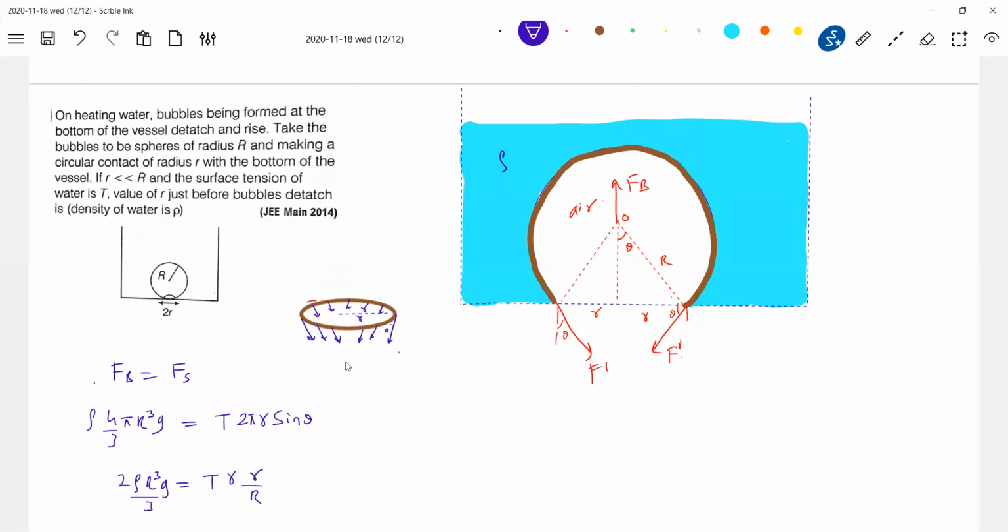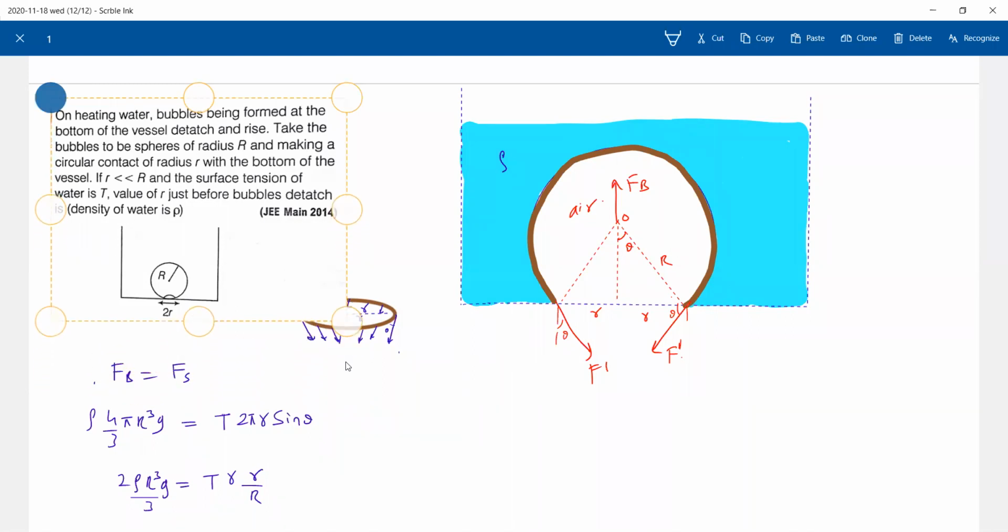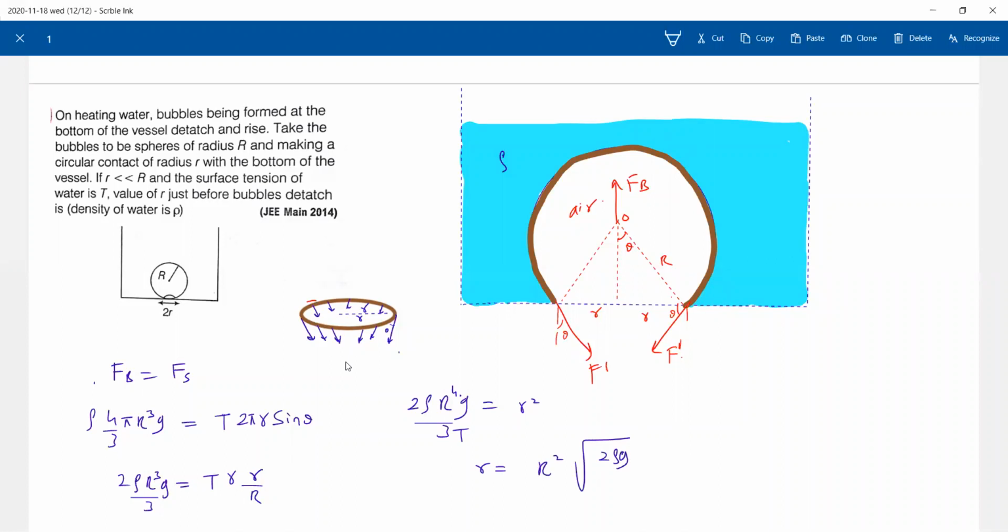So whatever equation you want, what is the question given? It is asking for the value of R just as the bubble detaches. So we'll solve for this. 2 rho R cube g is equal to T by R. R square will come outside, R square is equal to 2 rho g by 3T.